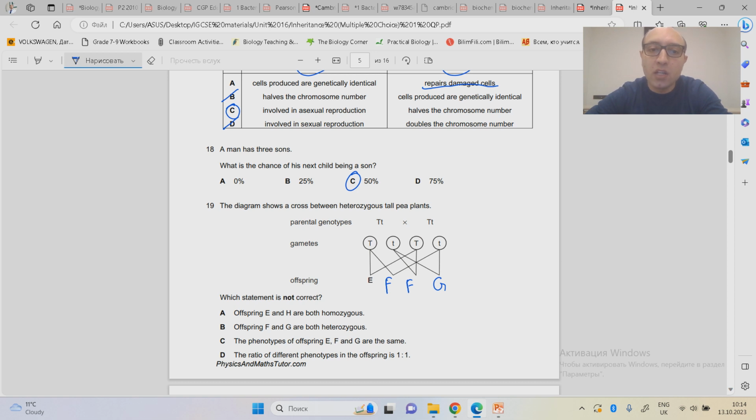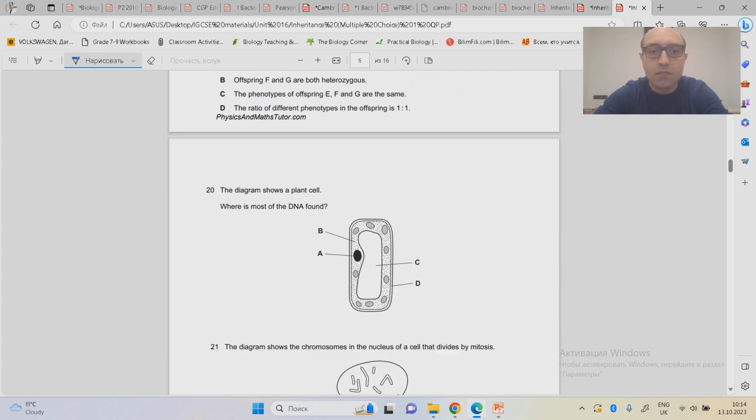Offspring E and H are both homozygous. It looks like false according to this example. Offspring F and G are both heterozygous. No, guys, we can't do this question because I don't know which one is F and G. It's not understandable from here.